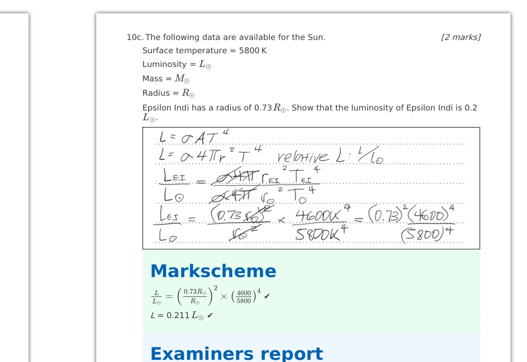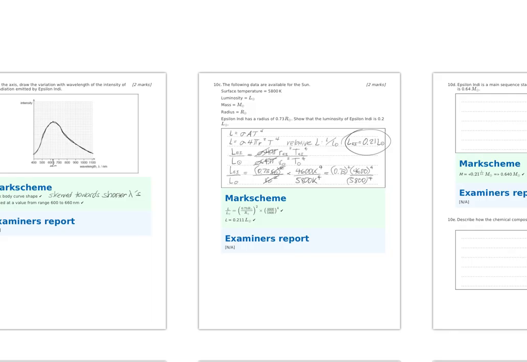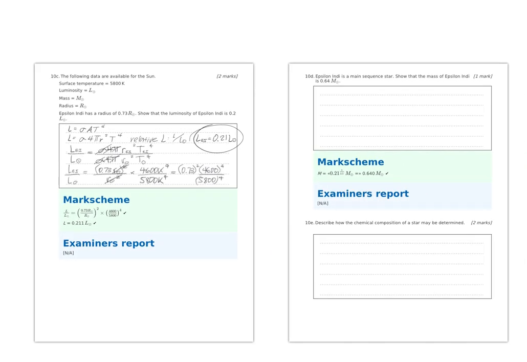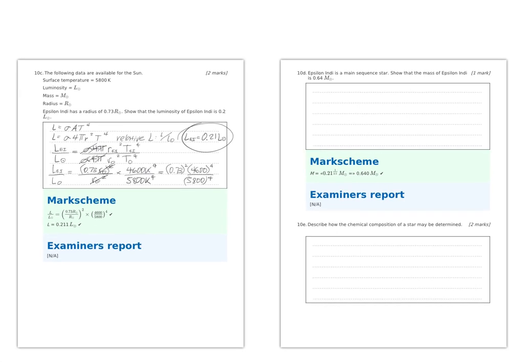Or that the luminosity of epsilon Indy is 0.21 of the luminosity of the sun, which is what the mark scheme says. They have 3 sig figs. Why do they have 3 sig figs when the radius is given to 2 sig figs? Whatever, it's 0.21. And that is a D1 question. Alright, that was 10C, now let's go for 10D.